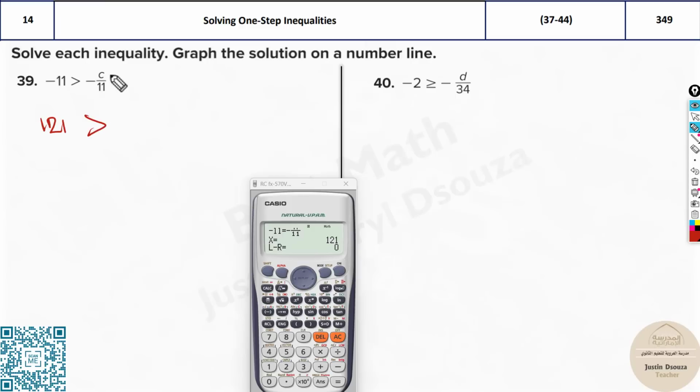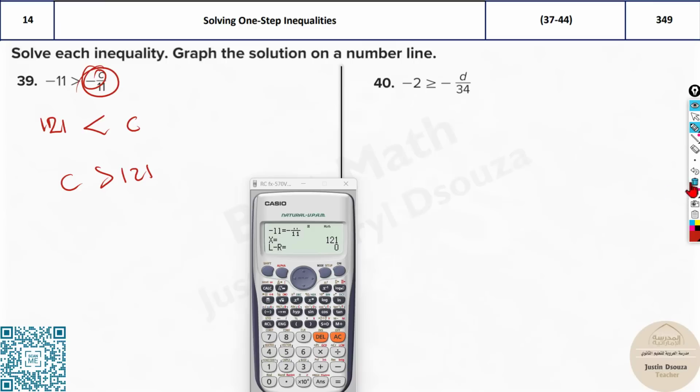Greater than. Now this sign flips. Why does the sign flip? Because we have negative C. C is over here. The sign flips. Now if you want, you can write the C first, greater than 121. It's just that whenever you see a negative sign at the variable, just flip the sign.